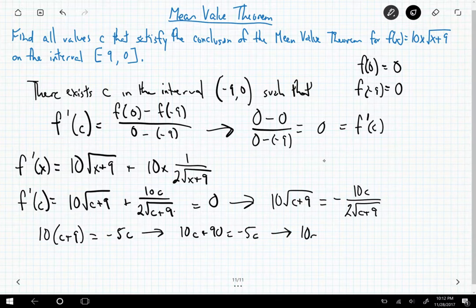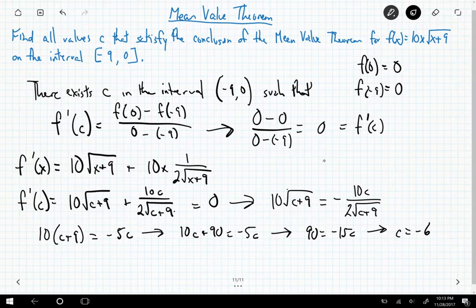So 10c, let's make it 90, equals negative 15c. And so notice c equal to negative 6 gives you your answer, right? So c equals negative 6 is our solution. We just have to make sure it's not an extraneous solution, that we didn't pick up a root when doing that squaring.